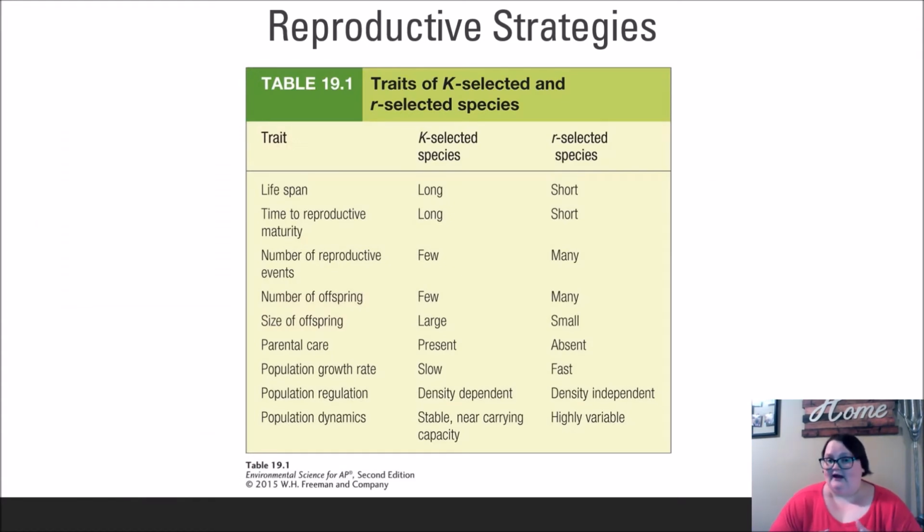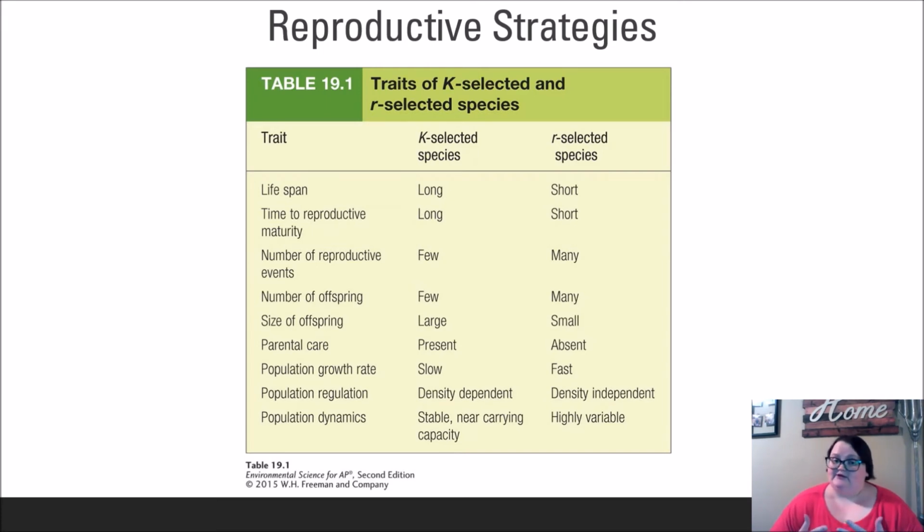Exponential and logistic graphs are the visual representations of the R-selected and K-selected reproductive strategies. Organisms that are R-selected are ones that have a high rate of reproduction. They often have short lifespans, which means they have short maturity rates. They have many offspring events in a given reproductive cycle and produce many offspring. The offspring tend to be small and are able to survive on their own almost immediately.